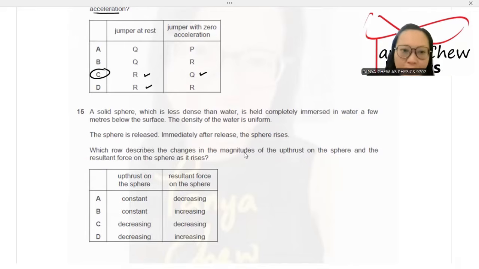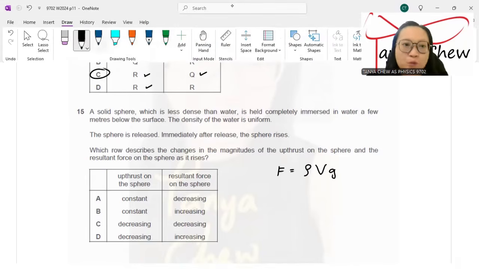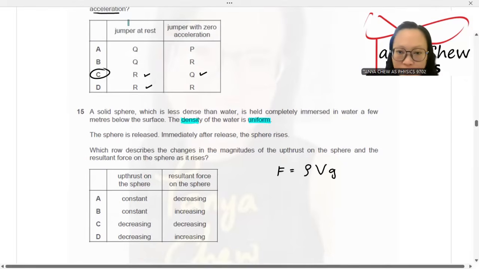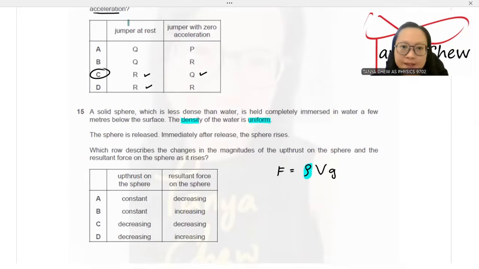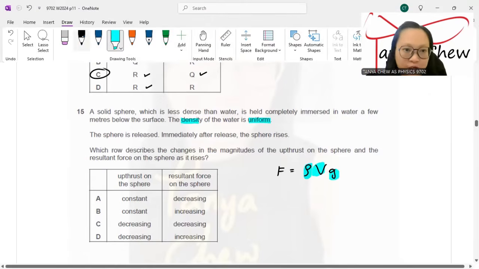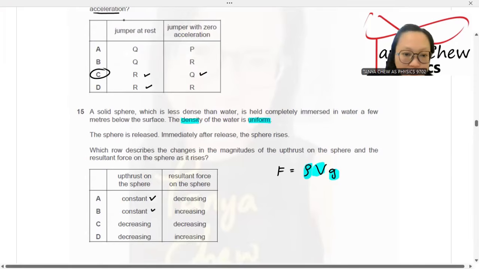Now, check for the hint. What is the upthrust force? F is equal to rho Vg. Could you see that? Upthrust force is by the water. Since the question mentioned the density of the water is uniform, this is uniform. And the volume, right? So the volume is also uniform. Nothing has changed. g is also constant. Nothing has changed. That is why your upthrust must be constant.